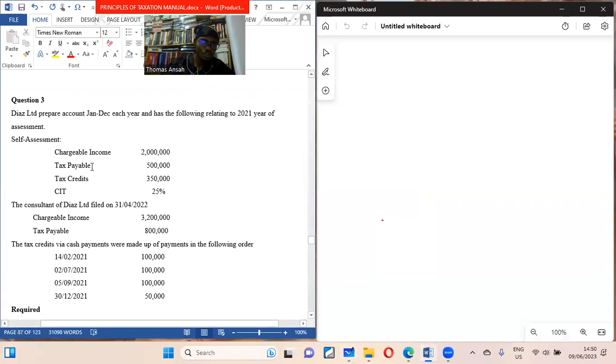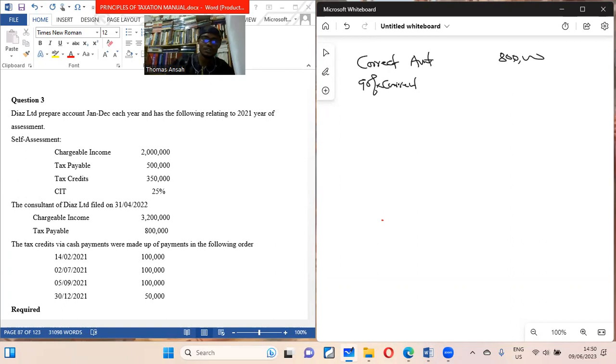This is the self-assessment. But the consultant showed Diaz that his actual tax payable is what? 800,000. So therefore, what is the correct amount? The correct amount, therefore, is the actual one, which is 800,000. So 90% of this correct amount gives us what? 0.9 multiplied by 800,000, which is 720,000.